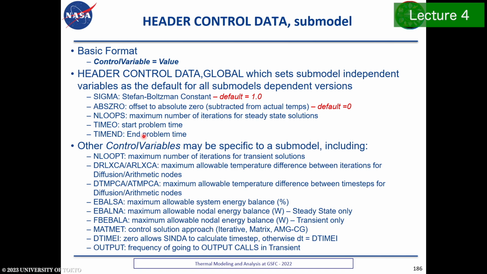Control data, there's a variety of different control things for what makes the solution behave the way it does. Stefan-Boltzmann constant, we should all be familiar with that, absolute 0, maximum number of loops. We talked about each of these, I think, during there, except for Fabebula. Fabebula is a forward-back nodal energy balance that only is applicable for transient. So I tend to avoid using this one. It often just makes the solution not converge and not really make any progress either.